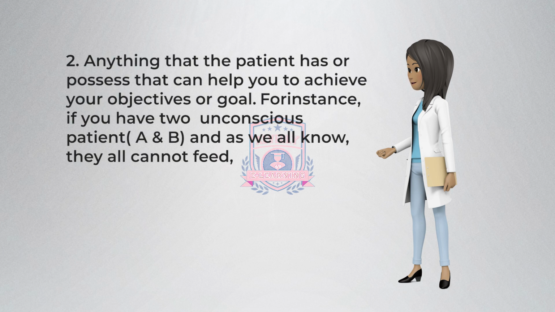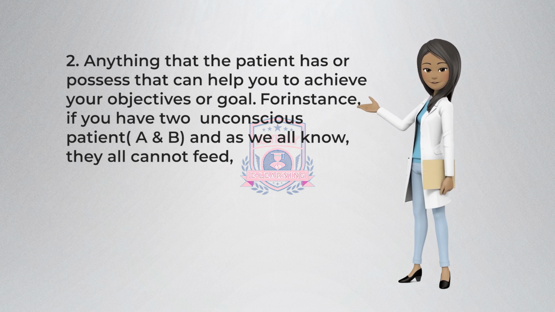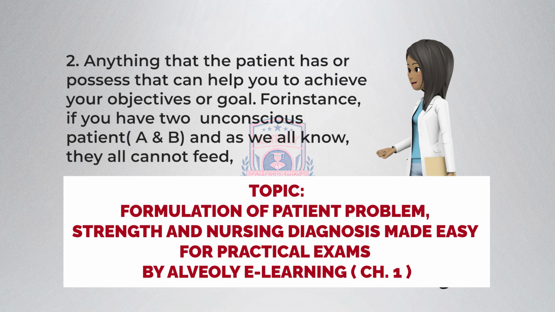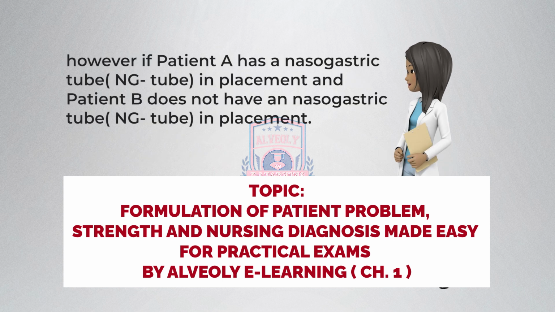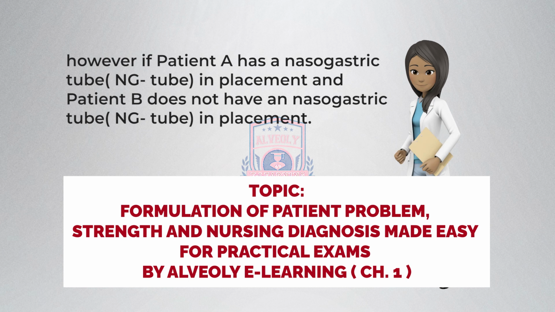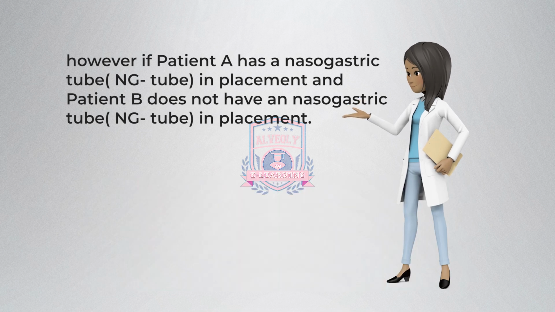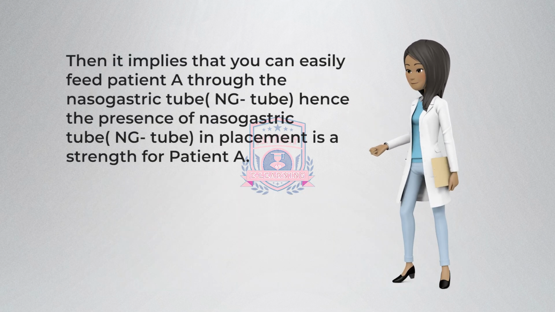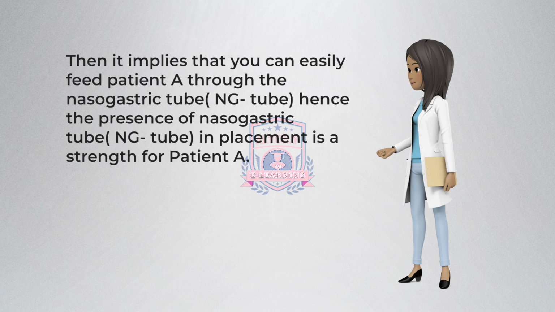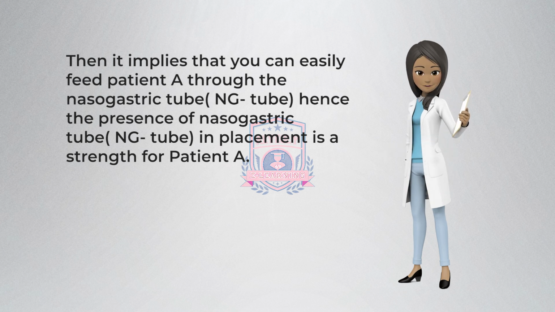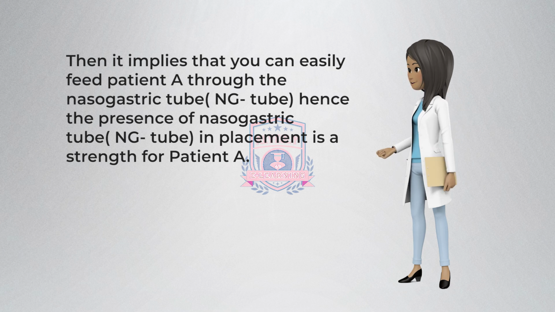2. Anything that the patient has or possesses that can help you to achieve your objectives or goal. For instance, if you have 2 unconscious patients, A and B, and as we all know, they cannot feed. However, if patient A has a nasogastric tube, NG tube, in placement and patient B does not, then it implies that you can easily feed patient A through the NG tube. Hence the presence of the nasogastric tube in placement is a strength for patient A.